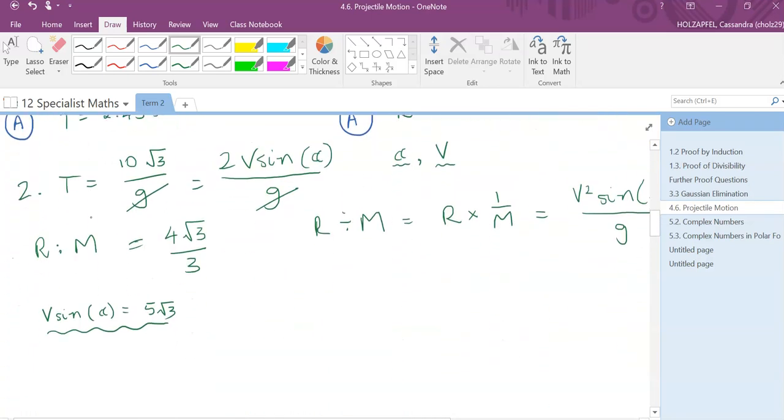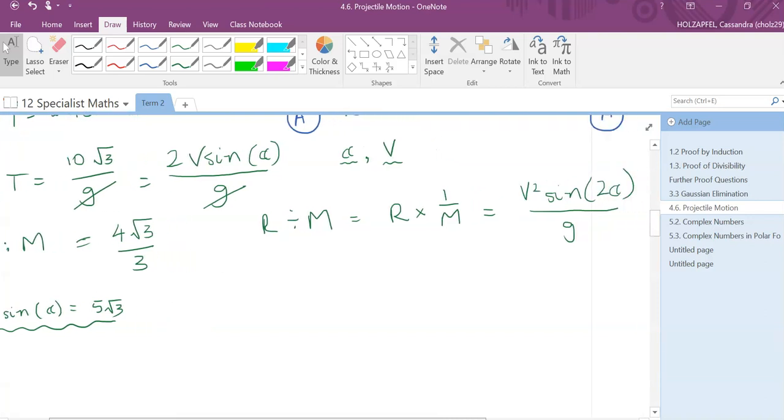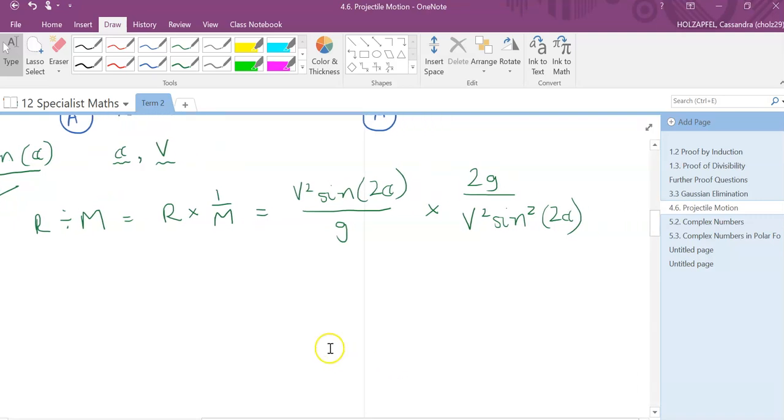Yes, the range to the maximum height reached is going to be 4 root 3 over 3. So when we're talking about the ratio, really what we're doing is we're dividing one by the other. So we're dividing the range by the maximum height. When I divide the range by the maximum height, that's the same thing as multiplying by the reciprocal function. So that's all I've done there.